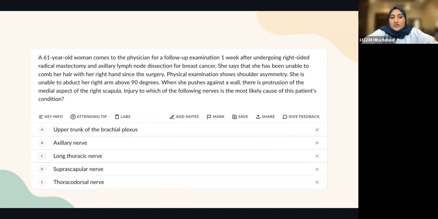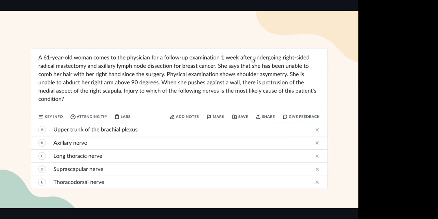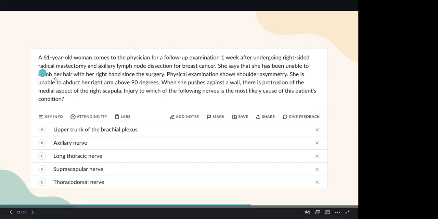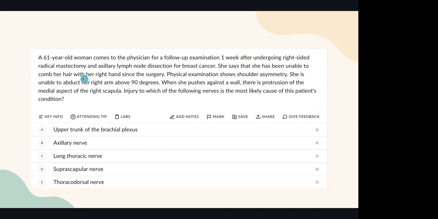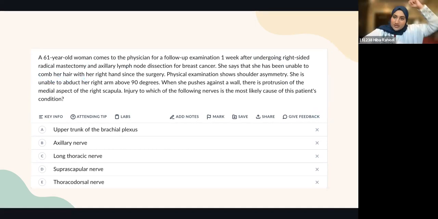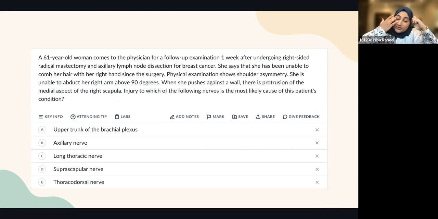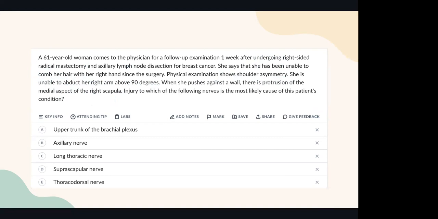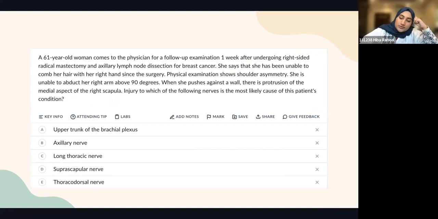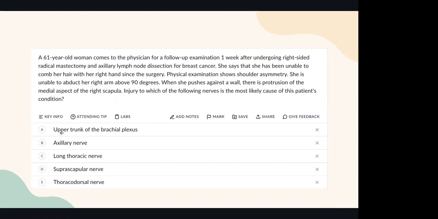Okay, so before you give me the answer, tell me the important things that stand out in this question. Okay, so it says that she's unable to comb her hair, which shows that she can't abduct her arm, she can't reach above her head, and shoulder asymmetry. She can't abduct her right arm above 90 degrees. And when she pushes against a wall, there is protrusion of the medial aspect of the scapula. Do you know what this is called? Winging of the scapula. Excellent, good job. And so what nerve in this case would be damaged? Long thoracic. Very good, good job.